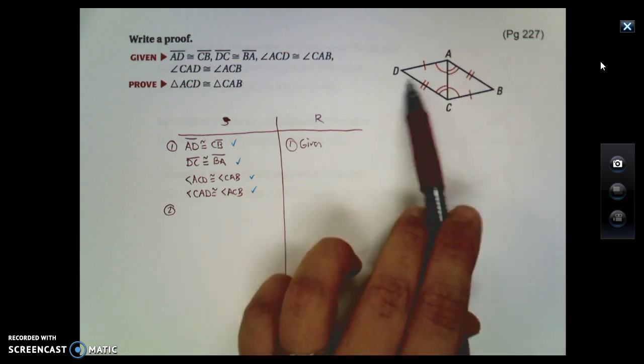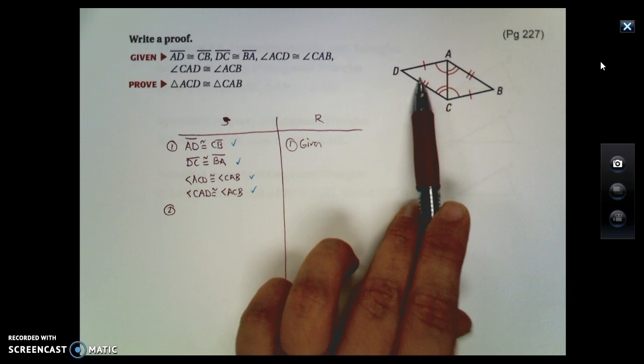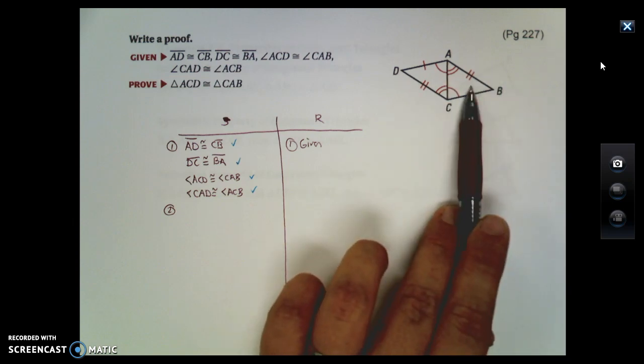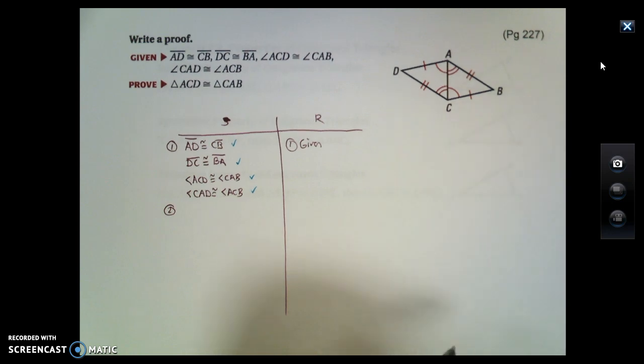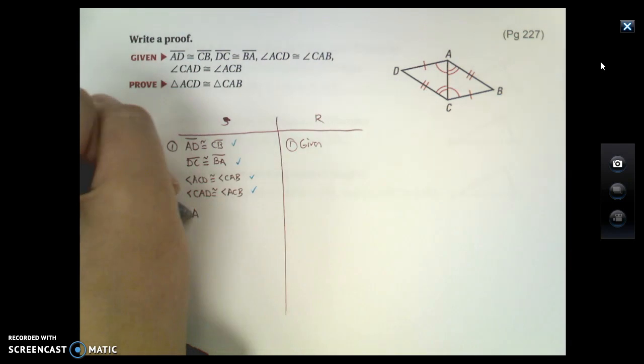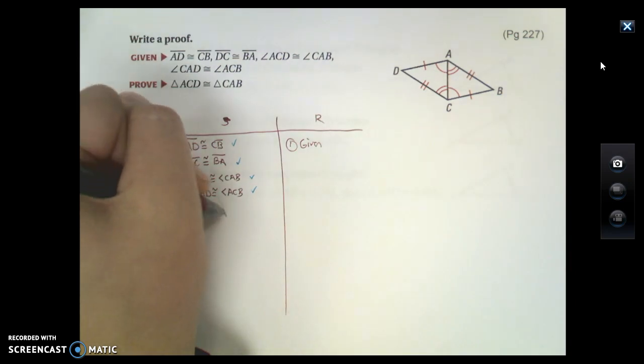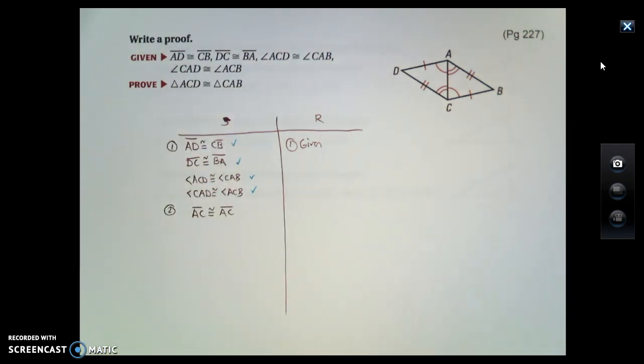The missing side of this triangle that we don't know is AC, and the missing side on this triangle we don't know is AC. So AC would need to be equal to AC. So I would have to say this. It seems kind of obvious.